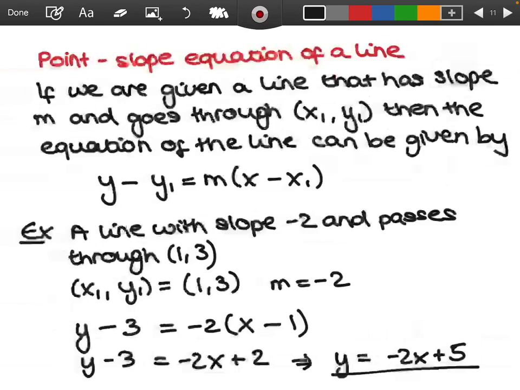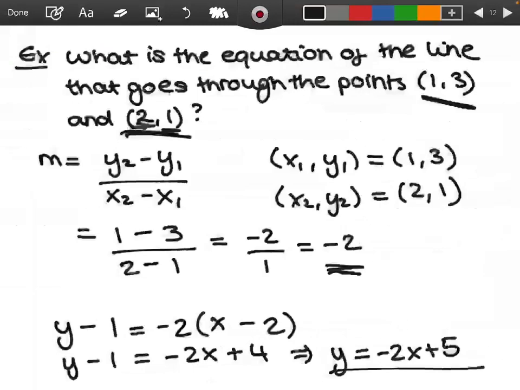So if you are given the slope and you are given a particular point on the line, you can go ahead and find the equation of the line. Also, if you are given 2 different points on the line but don't yet have the slope, you can still find the equation of the line by finding that slope m using that alternative definition for the slope, using those 2 points. We go ahead and find that slope, and then we can plug in that slope and one of our points into our point slope equation of a line and find the equation of the line that goes through those 2 points.